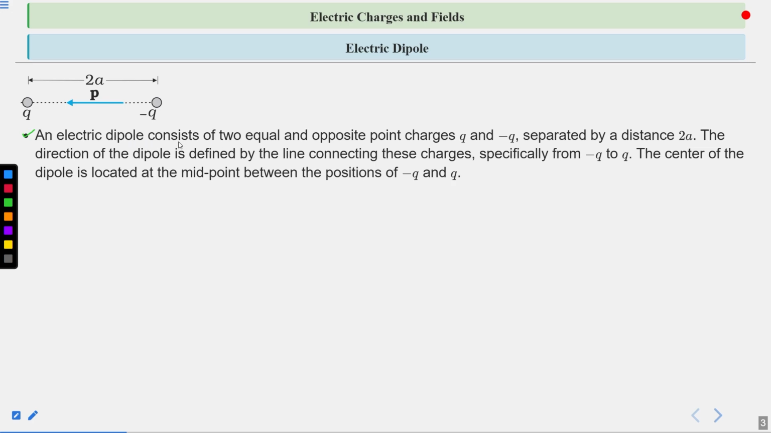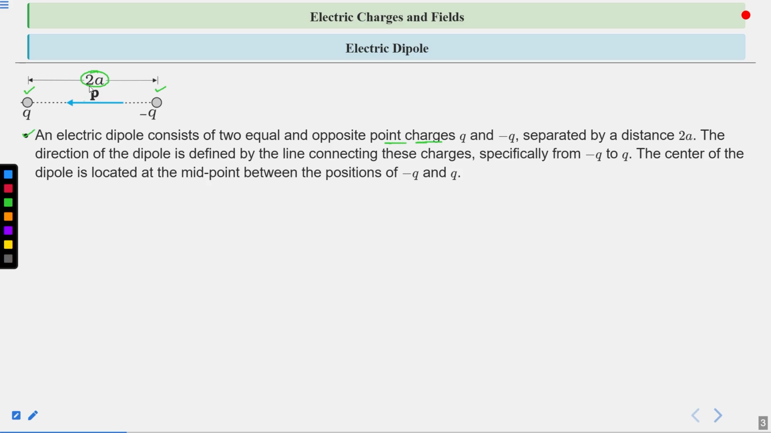An electric dipole consists of two equal and opposite point charges. So here q and minus q are equal and opposite, and they are point charges, separated by a small distance 2a. The distance between the positive charge and the negative charge is 2a. And the direction of the dipole is defined by the line connecting these charges, specifically from minus q to plus q.